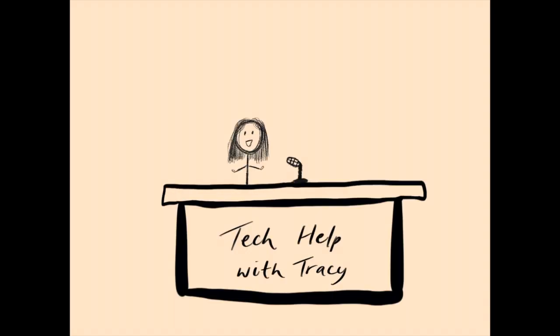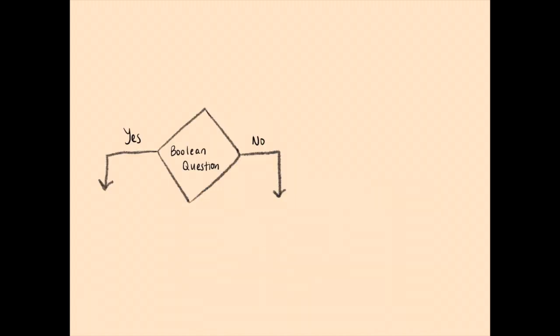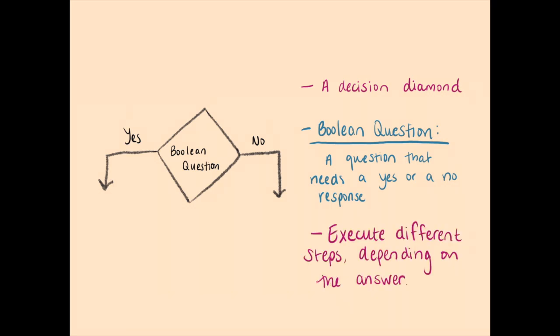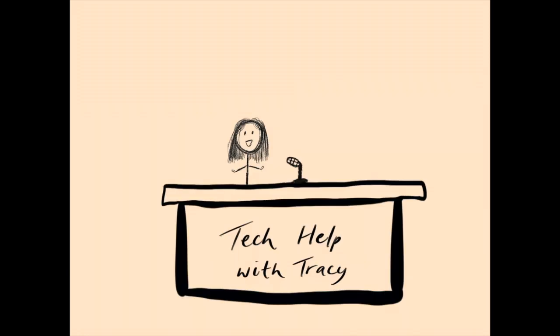So lastly, let's say we want to ask our user a yes or no question. That user needs to make a decision. What better way to show that than with this nifty little symbol called a decision diamond? Now be careful, because these decision diamonds only deal with answers from Boolean questions, which is a fancy way of saying yes or no. From there, you can choose to execute specific steps in your program depending on if your user says yes or no. I hope that answers your questions about flowcharts, Jimmy.